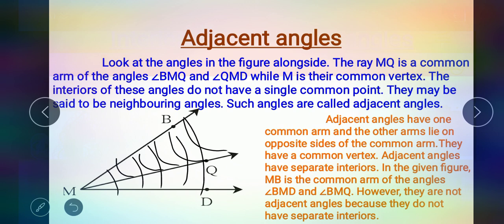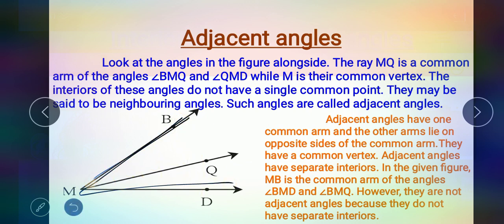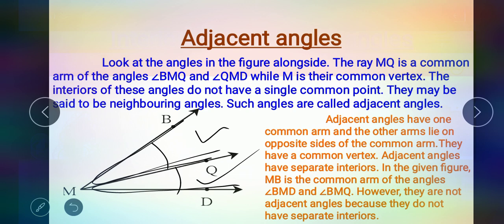So you will remember, students, they are not adjacent angles because they do not have separate interiors. The interiors are getting interfered here. The angles BMD and BMQ, sorry, I made a mistake, these two angles are not adjacent angles. But angle BMQ and angle QMD are adjacent angles. Why? Their interiors are separate, students. Here you can see this interior, and here this is the interior.